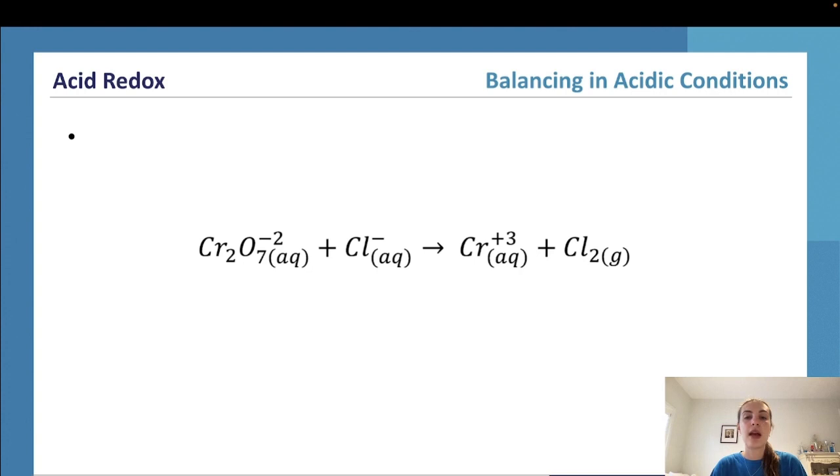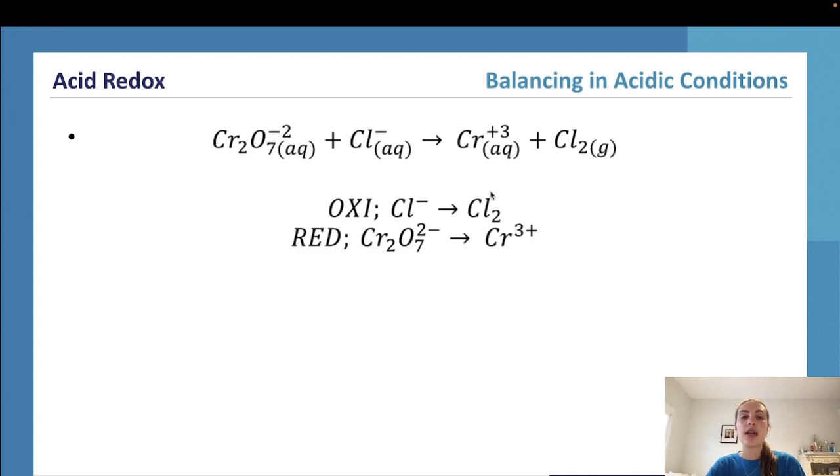So we're going to do an example here. We can see we've got dichromate ions plus chloride ions makes chromium 3+ plus chlorine gas. So our first step we need to do is separate them into their two half reactions, so an oxidation reaction and a reduction reaction. Our oxidation reaction being the chloride 1- makes the chlorine gas, and our reduction reaction being the dichromate ions makes the chromium 3+.